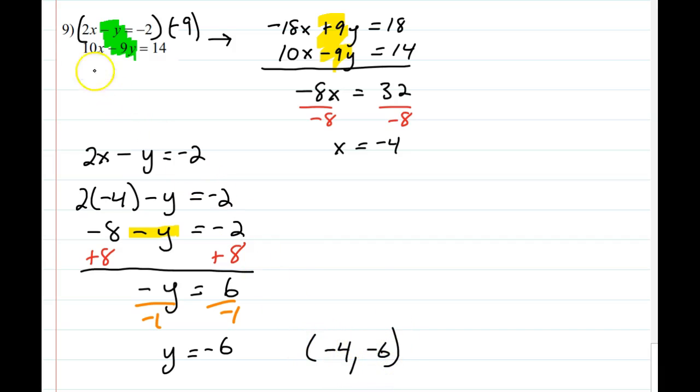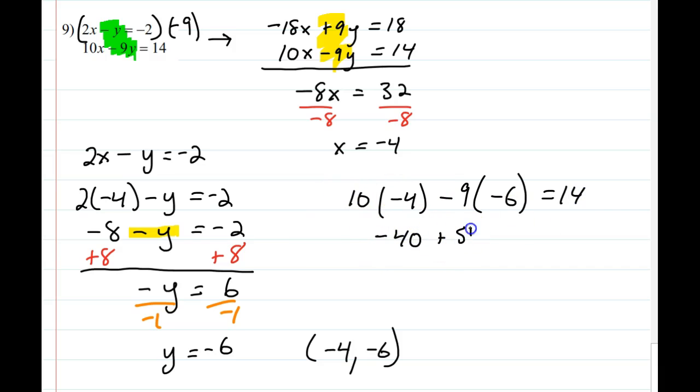So I use the top one to get the answer, so I'll use the bottom one to check my answer. So 10 times negative 4 minus 9 times negative 6. If I'm right, that'll equal 14. So negative 40 plus 54 equals 14. And so that is correct. 14 does equal 14. So I got the right answer.